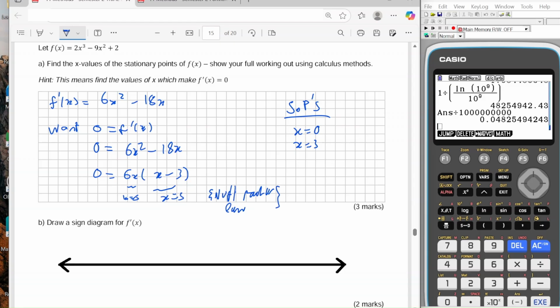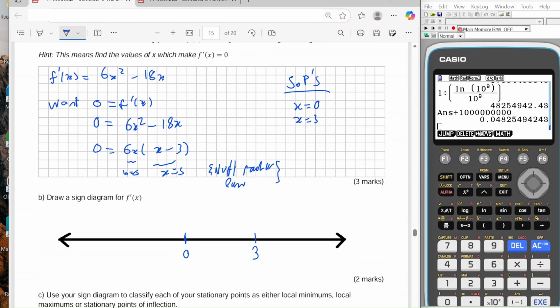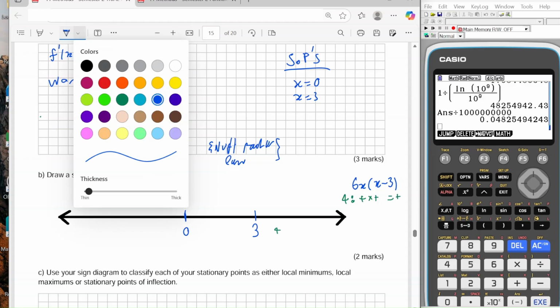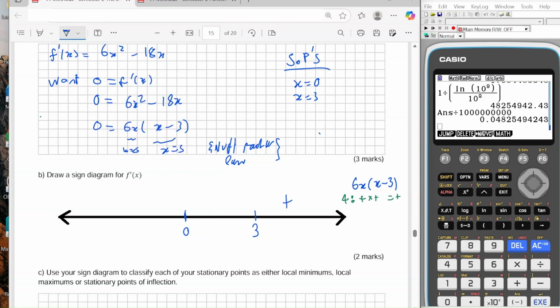Next, we need to draw a sign diagram. So I'm just going to pop 0 and 3 on there. We need to figure out whether they're going to be pluses or minuses. So I'll show you how to do this algebraically, and then I'll show you what you probably want to actually do. Let's pick a number like, for example, 4, which is out here. So 6 times 4 would be positive, 4 take 3 would be positive, so you're going to get a positive. So when you plug in 4, you get a positive number. So that means that it's always positive out there. If we want to pick a number like 1, so that's in between here, 6 times 1 is positive, 1 take 3 is negative, so you get a negative. So that one there is going to be negative.